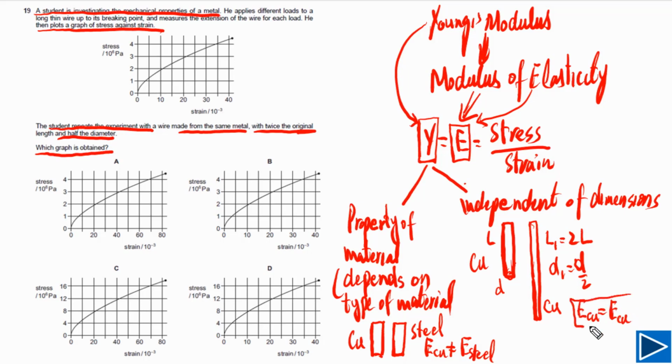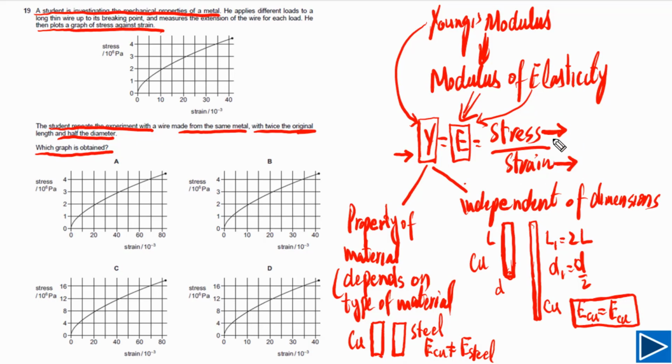So it simply means that Young's modulus does not depend on dimensions. So it is a property of the material. If the temperature is the same, Young's modulus is the same for a wire made of the same material. So if Young's modulus is the same, we can also say that for the same stress there must be the same strain. So strain also has to be the same.